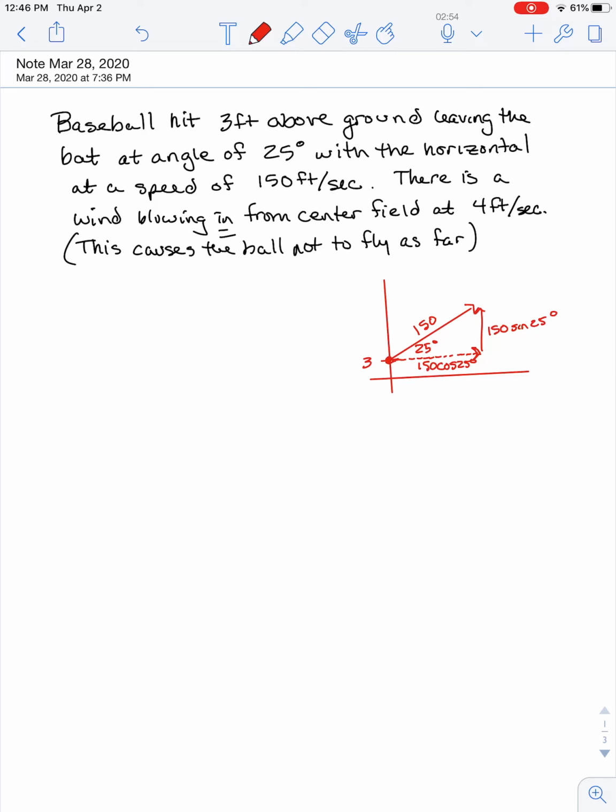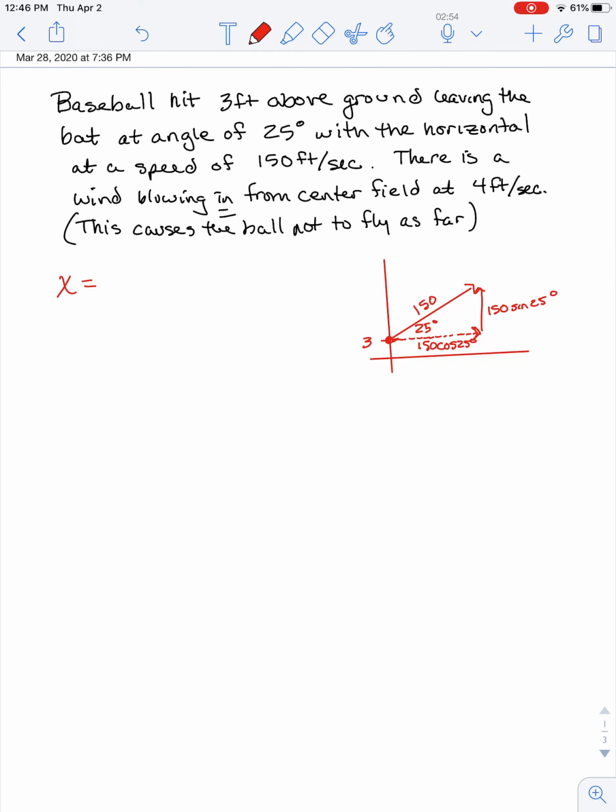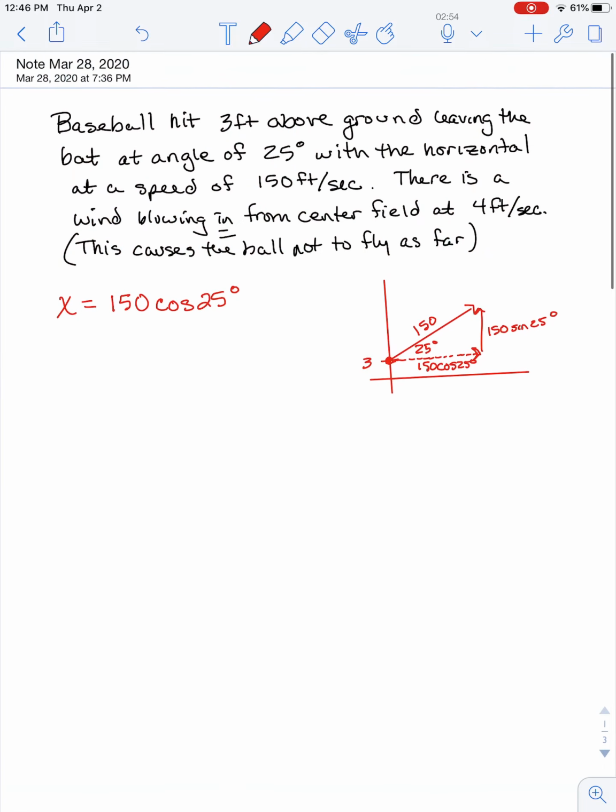And so when we write our parametric equations, the coordinates of the ball at any time t will be, the x coordinate will be 150 times the cosine of 25 degrees times t, and that would be if there was no wind at all. But there is wind. And so we have an added force, not only the force of the bat. The horizontal force of the bat is 150 cosine of 25. That would be the magnitude of that horizontal vector. But we're going to add to it the speed of the wind.